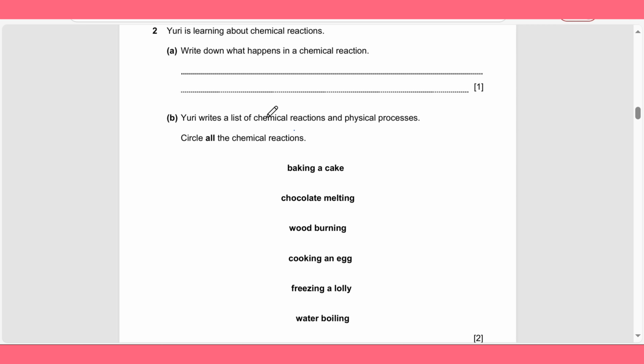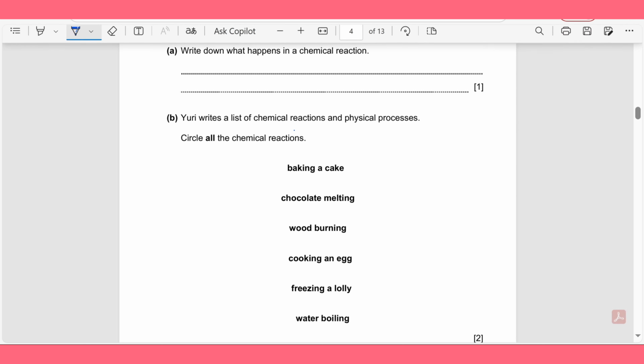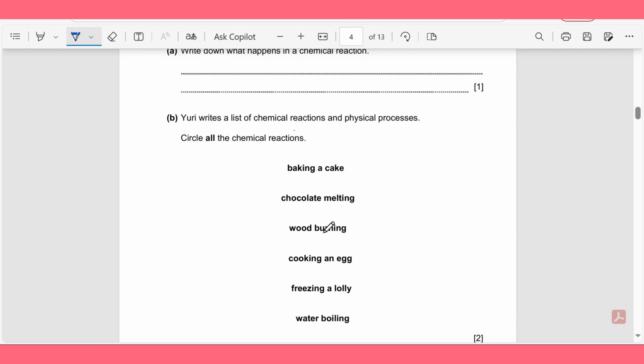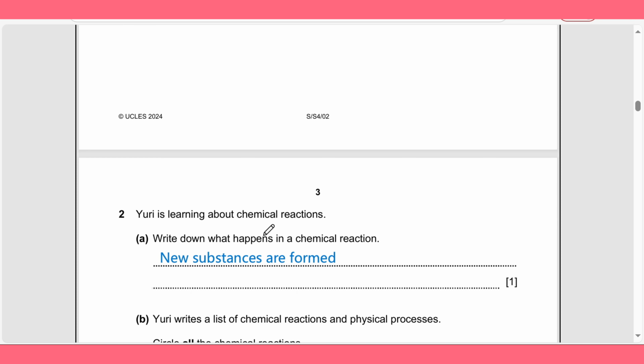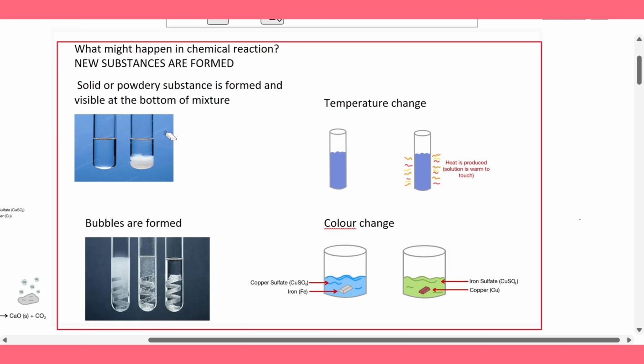Let's move on. Okay, number 2. Yuri is learning about a chemical reaction. Write down what happens in a chemical reaction. Got your answer, guys? Let's check it out. In a chemical reaction, new substances are formed. Okay, here is the explanation. So guys, new substances are formed in a chemical reaction.